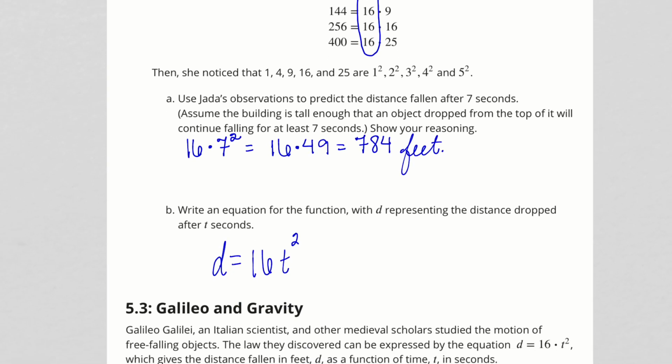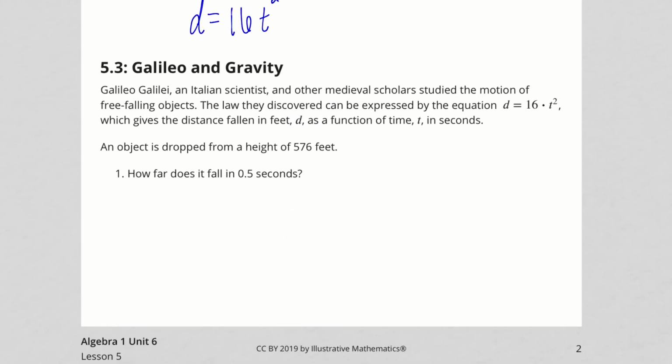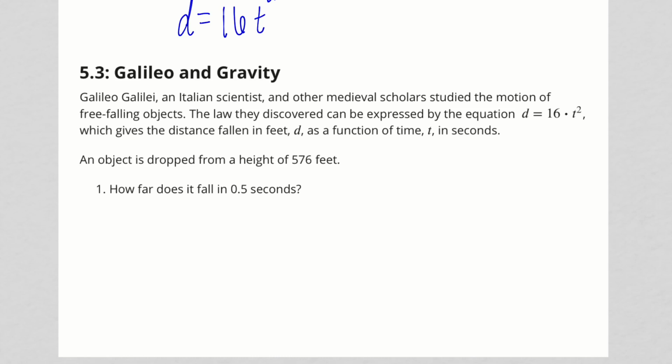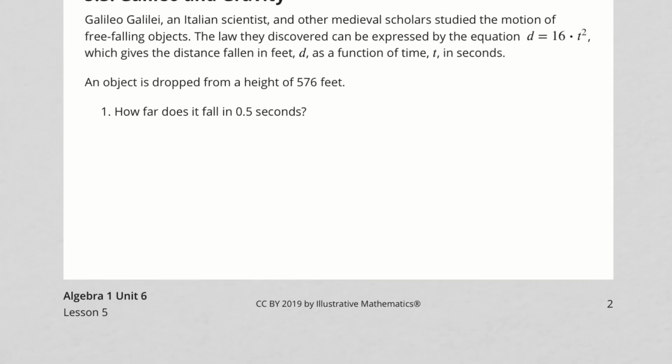All right, Galileo and gravity. Galileo, an Italian scientist, and other medieval scholars studied the motion of free-falling objects. The law they discovered can be expressed by the equation d equals 16 times t squared, which gives the distance fallen in feet d as a function of time t in seconds. An object is dropped from a height of 576 feet. How far does the object fall in 0.5 seconds?